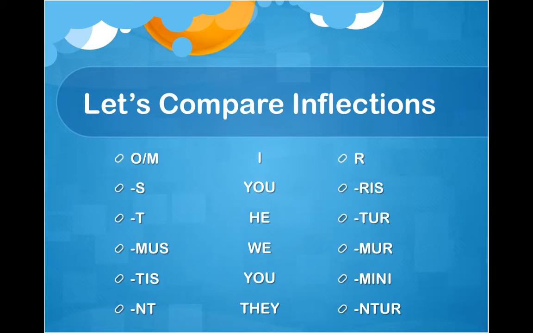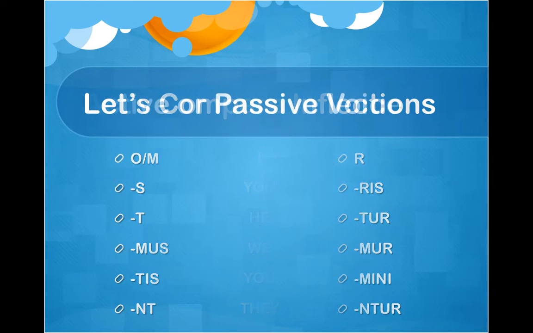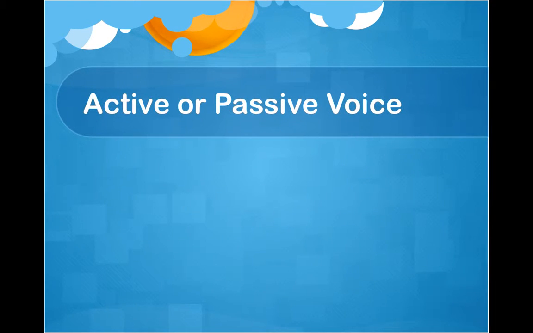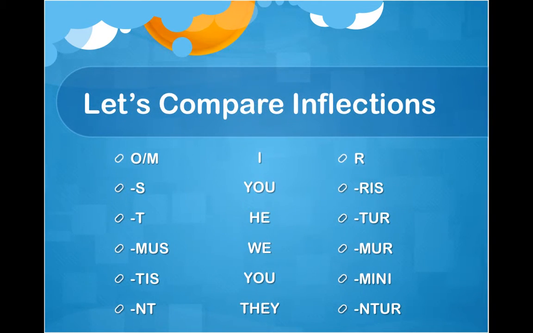Obviously, they look completely different. And they should, because what's going on in the sentence is something completely different with each ending. When you see an active voice ending representing the subject I or you or he, that subject is doing whatever the action is. When you see R, ris, tur, mur, mini, or ntur, that subject is having the action done to it. So I am loved, or we are loved.